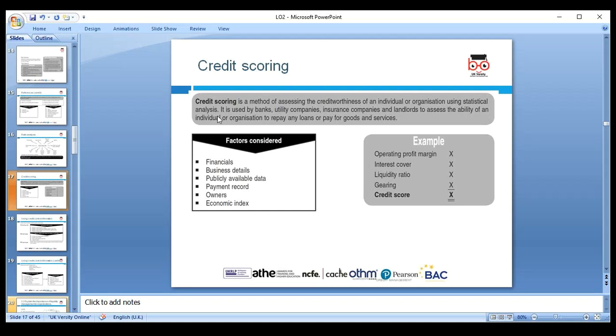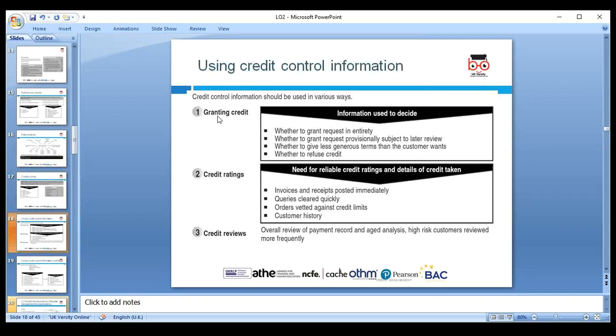Okay, credit scoring is the method of assessing the creditworthiness of an individual or an organization. It uses statistical analysis that is used by banks, utility companies, insurance companies and lenders to assess the ability of the individual or organization to repay any loans. So we can calculate these ratios and look at the credit scoring criteria, for which we have already set up the benchmark. And then if it's a match, we can give the credit.